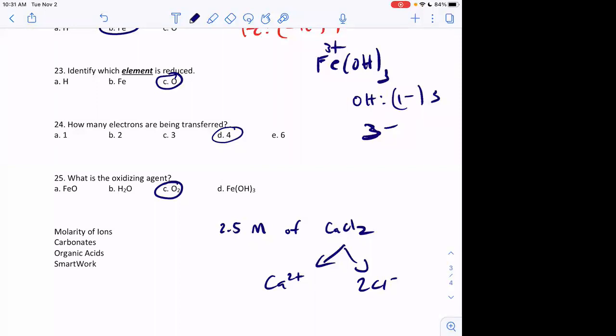That's all. Just think about what's happening visually. Calcium ions and chloride ions are going into solution. You get 2 chloride ions for every 1 calcium chloride that dissolves. So you have to have double the molarity.